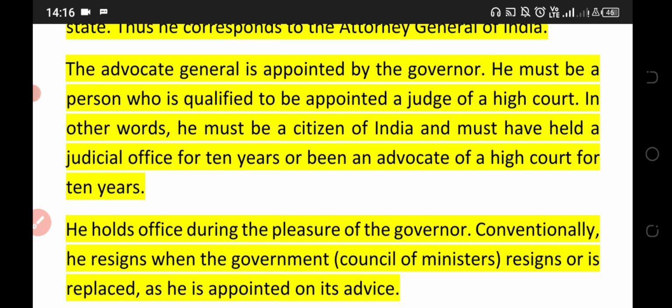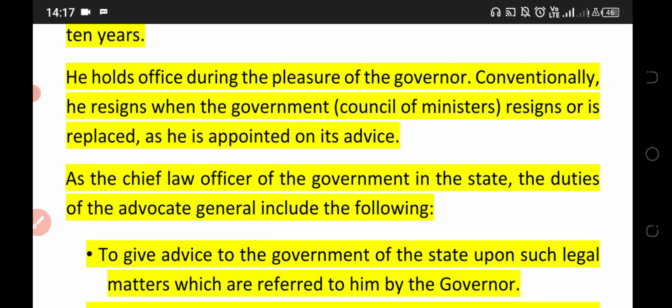The Advocate General is appointed by the Governor. He must be a person who is qualified to be appointed a judge of a High Court. In other words, he must be a citizen of India. He must have held a judicial office for 10 years or been an advocate of a High Court for 10 years. He holds office during the pleasure of the Governor.